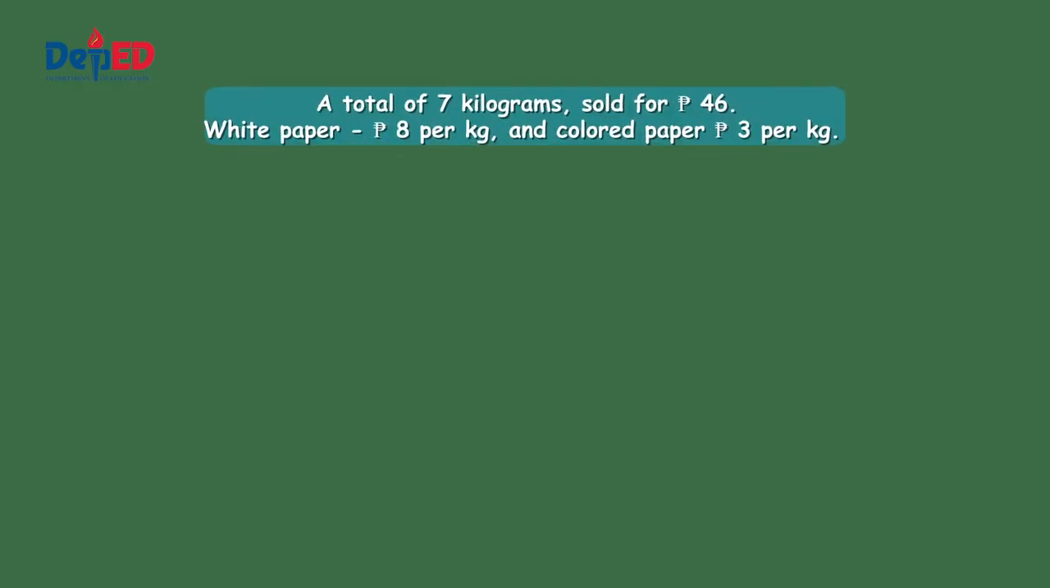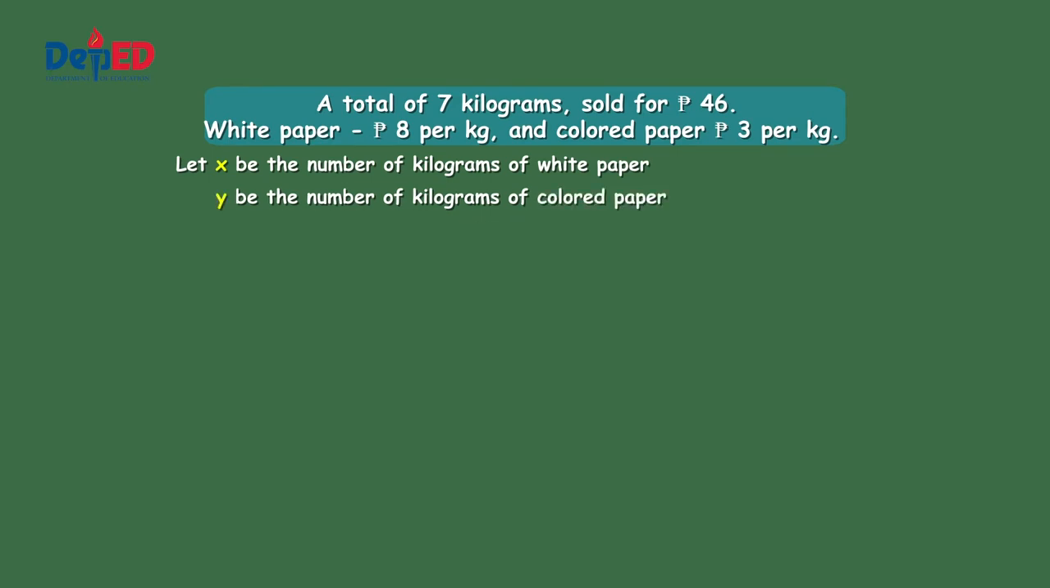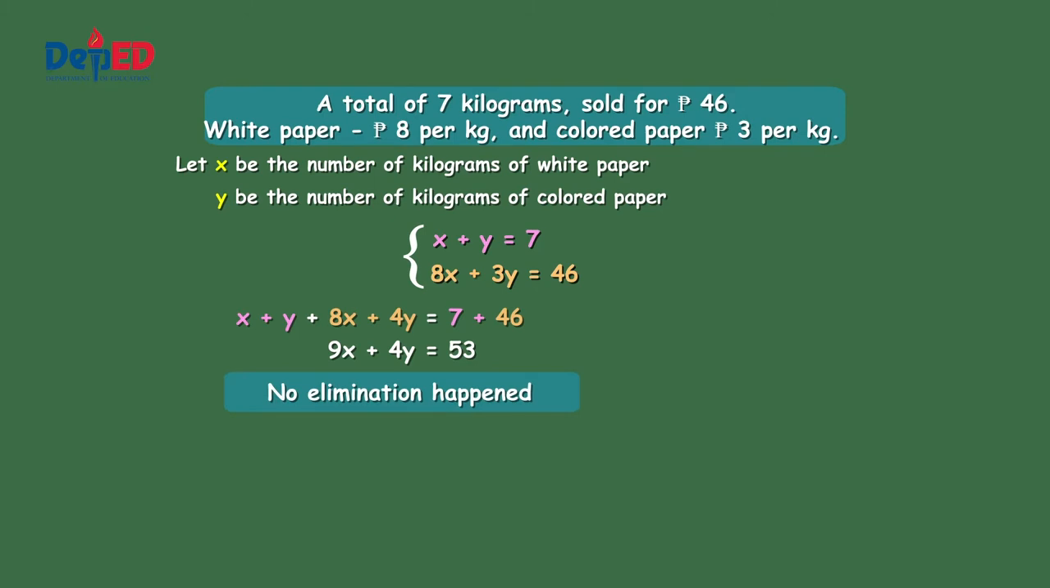If we let x be the number of kilograms of white paper, and y be the number of kilograms of colored paper, then we can have the system of equations: x plus y equals 7, and 8x plus 3y equals 46. If we directly add the expressions on the left and on the right side of the equations, we will get 9x plus 4y equals 53.